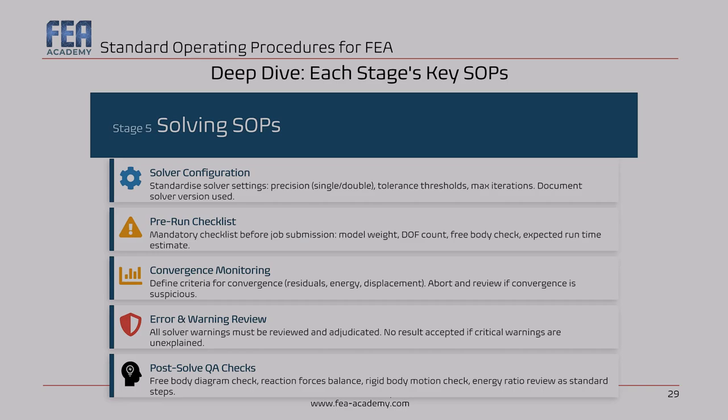A complete checklist. The key items: the model total mass, okay? Does it match the hand calculation? The degree of freedom count, is it reasonable for this model? The free body balance, do applied forces and moments sum to zero? The estimated runtime, are we expecting hours or days? These checks take 15 minutes. They catch, in my experience, approximately 30% of significant analysis errors before the solver even runs.